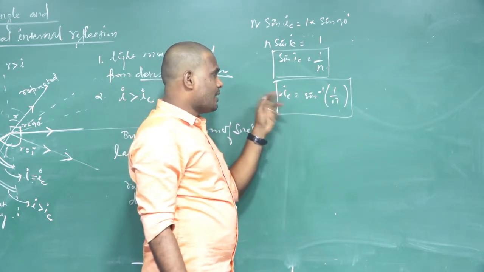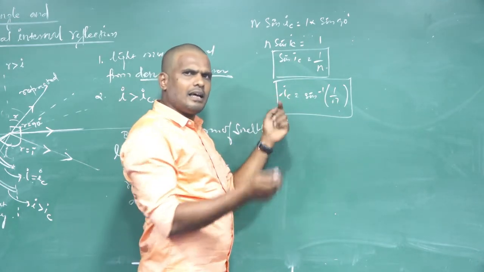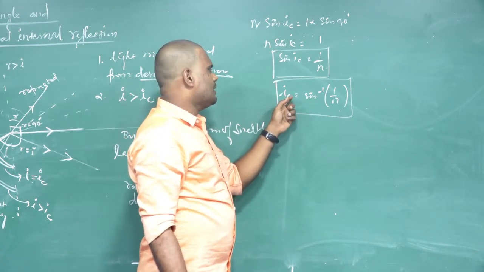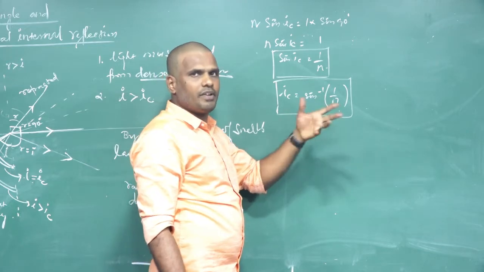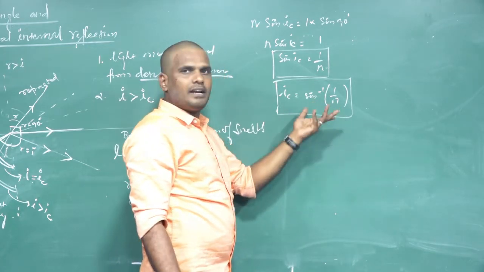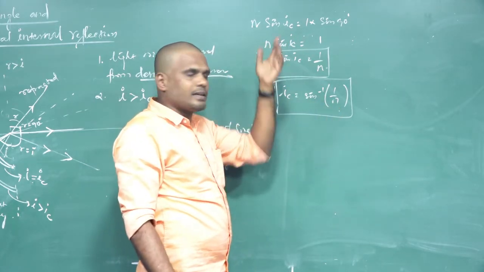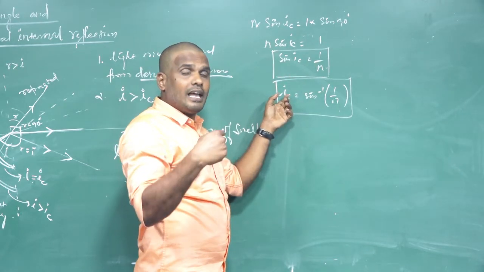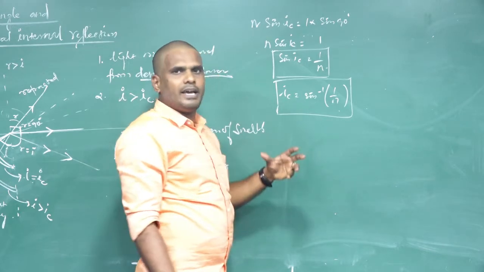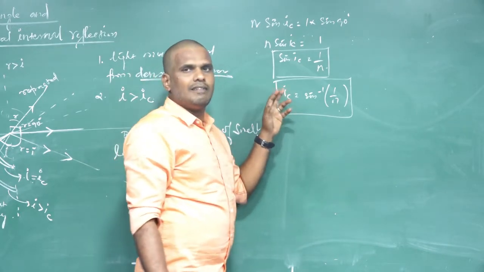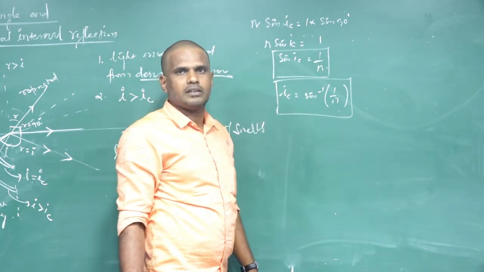So the refractive index of the medium and the critical angle are inversely proportional. The critical angle varies inversely with the refractive index of the medium. As the refractive index of the medium goes on increasing, the value of critical angle goes on decreasing. They are inversely proportional.